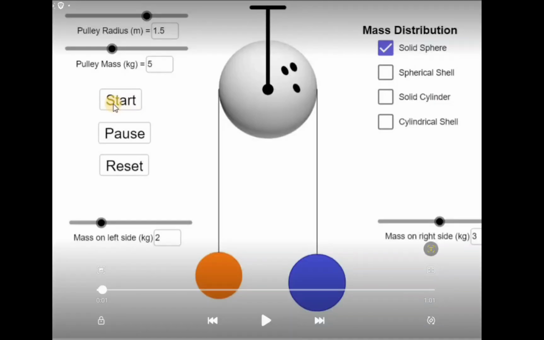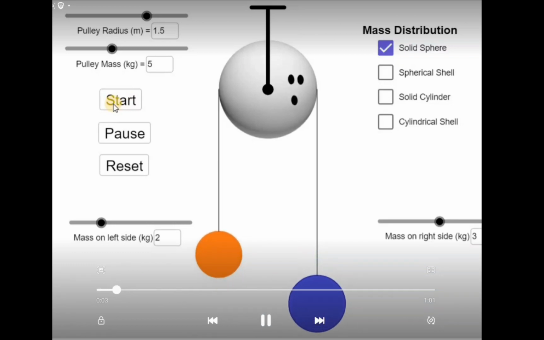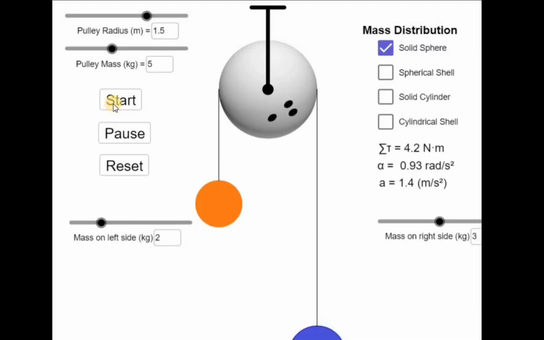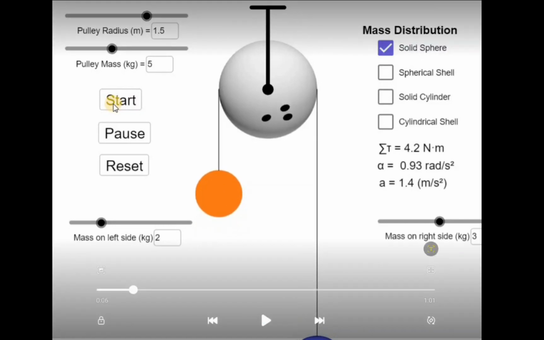Now let's have this interesting case, we have here two masses. One of them is 2 kilograms and the other one is 3 kilograms. And the pulley here is a solid sphere with radius equal to 1.5 meters, and the mass for this pulley is equal to 5 kilograms. Now let's see what's gonna happen here. Let's start this one here. Now as we can see here, the net torque is equal to 4.2, and the angular acceleration is this one here, and the tangential acceleration is equal to 1.4 meter per second.